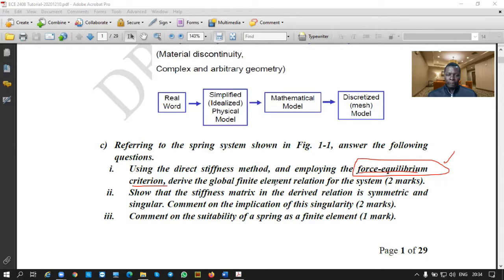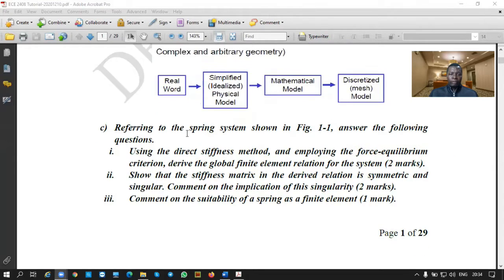And of course, after the stiffness matrix that you're going to get, you are supposed to show that it's symmetrical and singular, and comment what this singularity means. And finally, for the spring element, comment how suitable they are as finite element tools. So let's see how you could have gone around this.